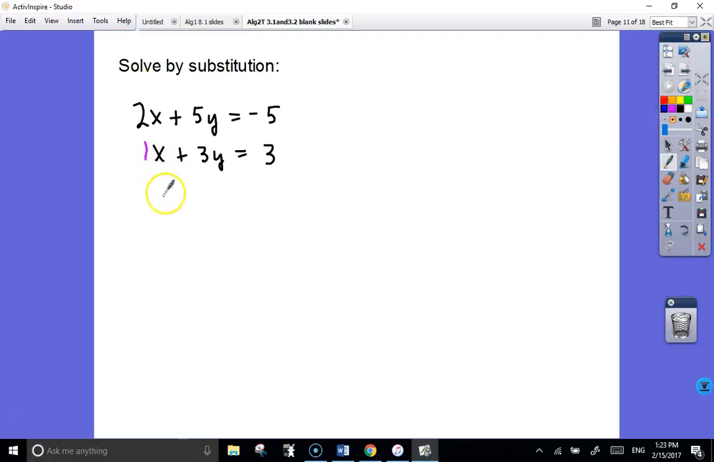So if I solve this one for x, I get x equals 3 minus 3y. Or negative 3y plus 3, it doesn't matter. That's the first step. Okay. Second step, substitute for that variable in the other equation. So we want to put it into the x right there. 2 times (3 minus 3y) plus 5y equals negative 5.